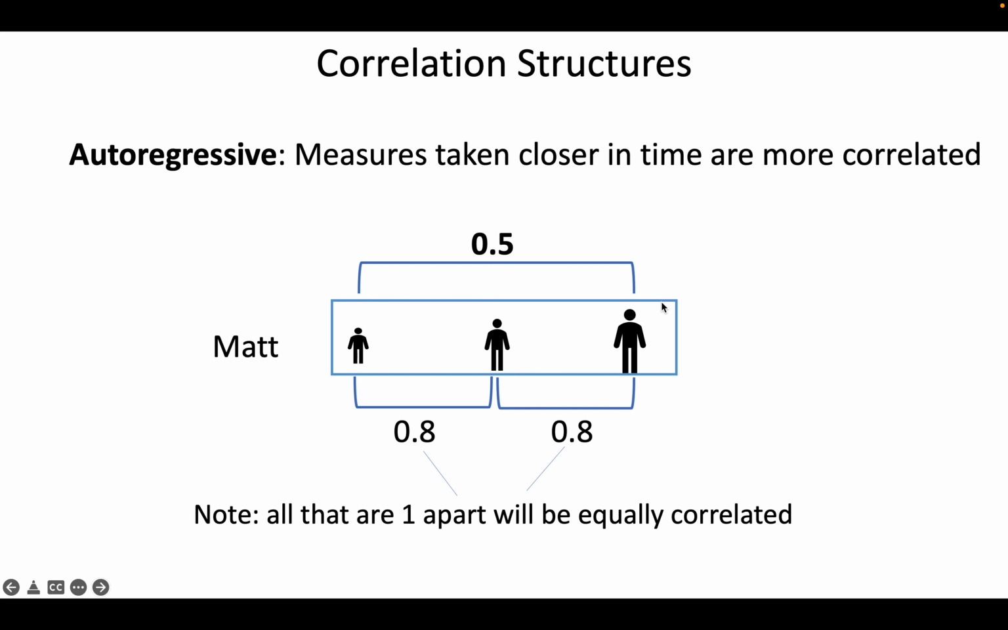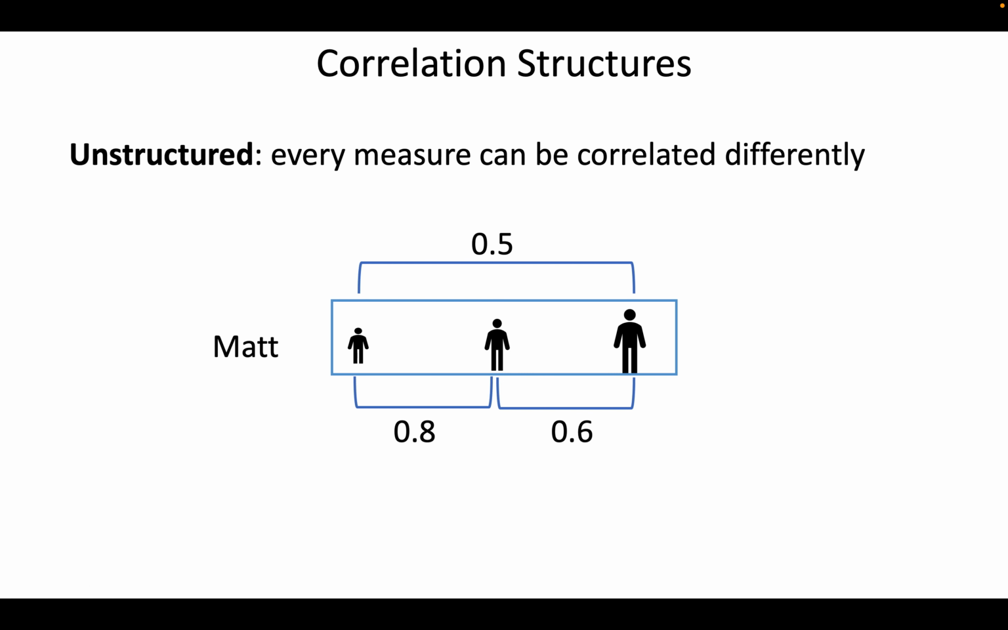And those are constant. That's as opposed to unstructured, which is the last one I'm going to talk about, which says that every single measure relative to another can have its own level of correlation. So even though these are one removed, 1 to 2 and 2 to 3 have a whole different level of correlation.